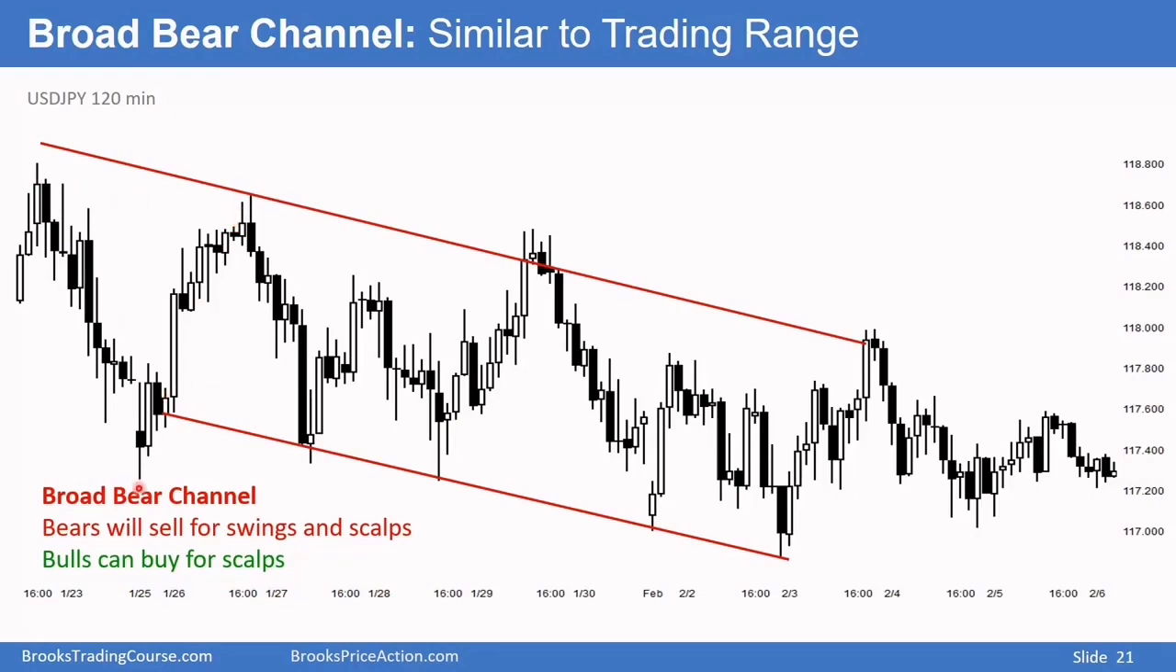It basically looks like a trading range that sloped slightly down, and a lot of the chart is, in fact, in a trading range. Bulls can buy for scalps. They can buy reversals up, they can buy prior lows, and look for scalps. It's a bear channel, so it's a bear trend. Bears will definitely sell as well. They'll sell for swings or for scalps. Again, all channels are trends, all bear channels are bear trends, and the broader the channel is, the weaker it is, and the more it's similar to a trading range.